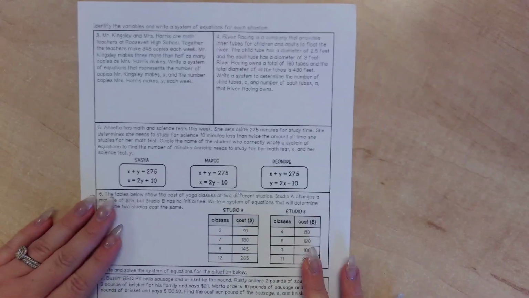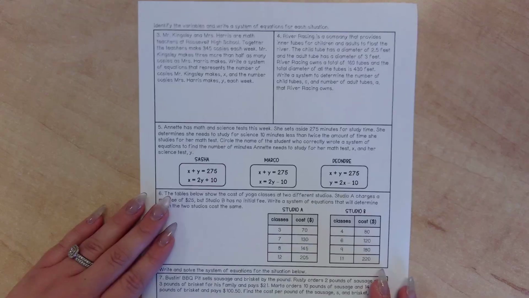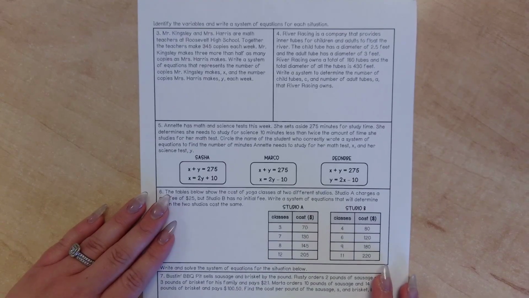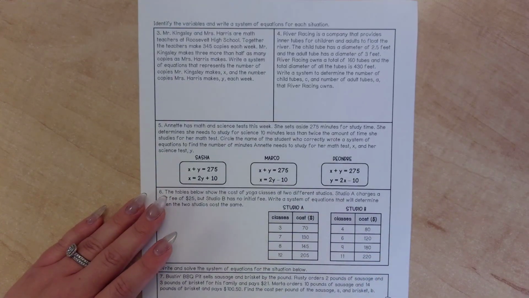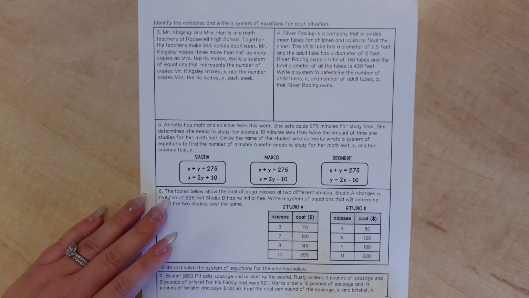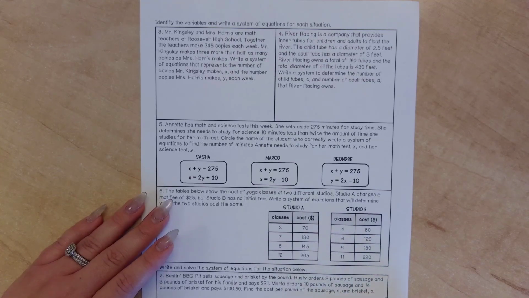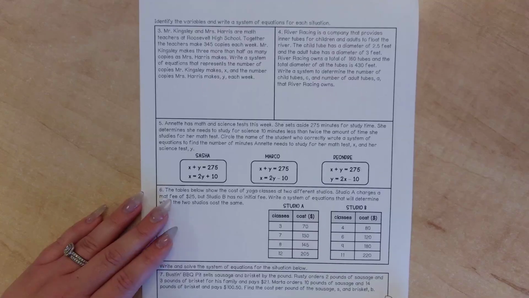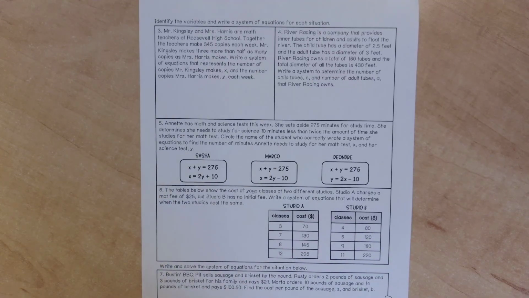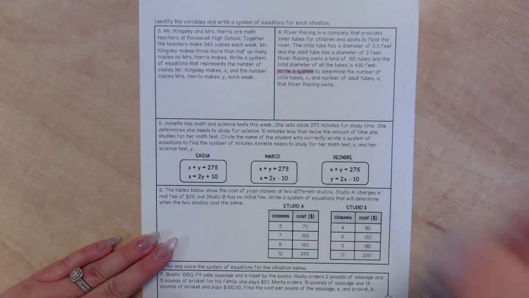River Racing is a company that provides inner tubes for children and adults to float the river. The child tube has a diameter of 2.5 feet, and the adult tube has a diameter of 3 feet. River Racing owns a total of 160 tubes, and the total diameter of all the tubes is 430. Write a system to determine the number of child tubes C and number of adult tubes A that River Racing owns. Whoa, a whole bunch of words just for them to tell me to write a system.